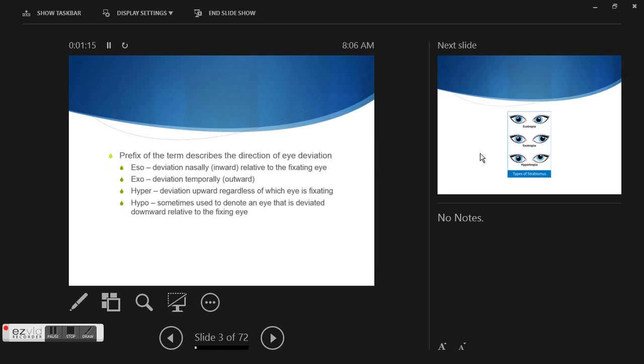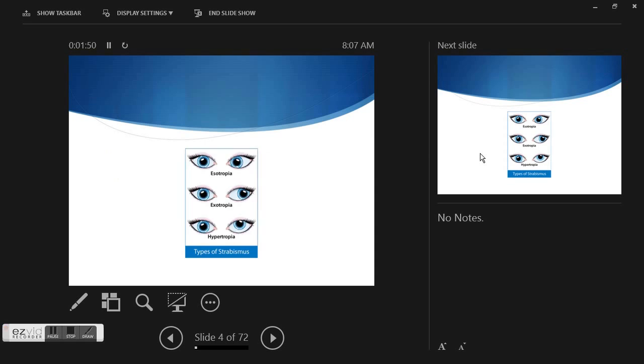Some terms in ophthalmology that I thought were important that I think we should know involve the prefix of the words, and the prefix actually will denote which direction the eyes deviate. So the prefix eso refers to nasal deviation relative to the fixating eye. Exo is deviation temporally or outward. Hyper is deviation upward regardless of which eye is fixating. And then hypo is sometimes used to denote an eye that is deviated downward relative to a fixating eye.